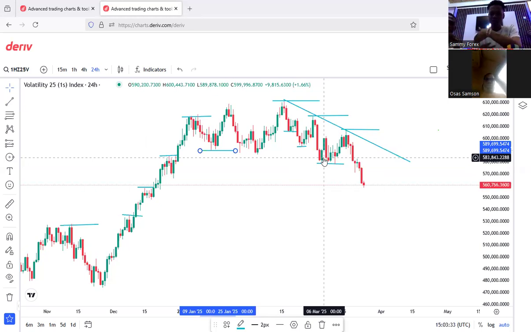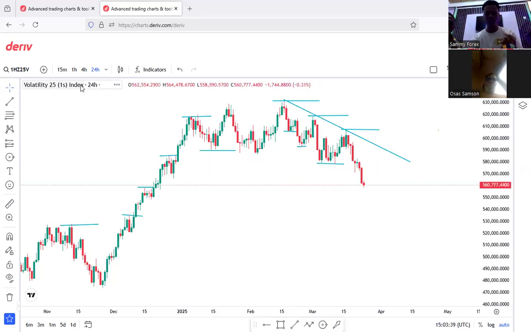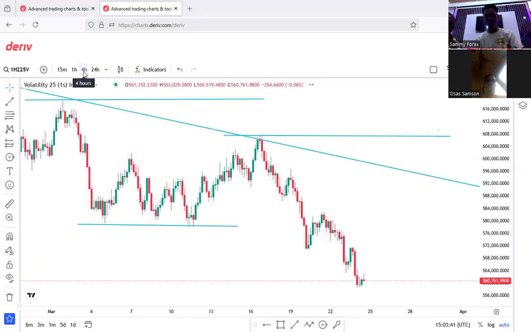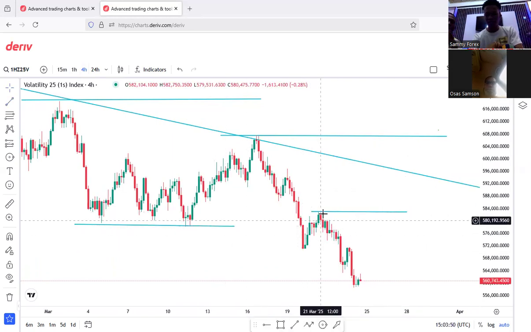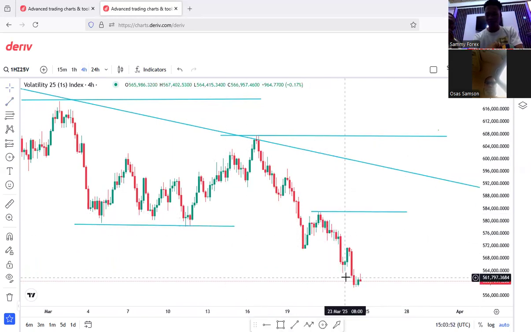What we have to be looking out for is a selling opportunity. We are not buying, we are just looking out for a selling opportunity. So what we have to do is to go down to the 4 hours time frame. If we go down to the 4 hours time frame, you notice that this high is what price created. And then when it broke down, it retraced to this high and went back down again.